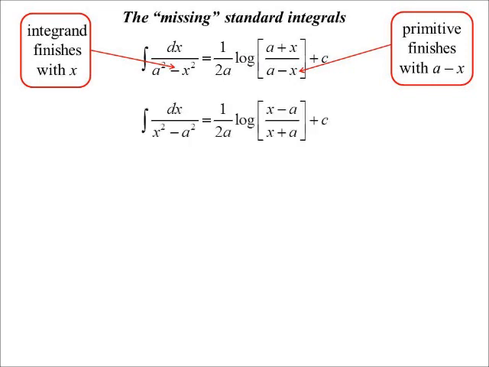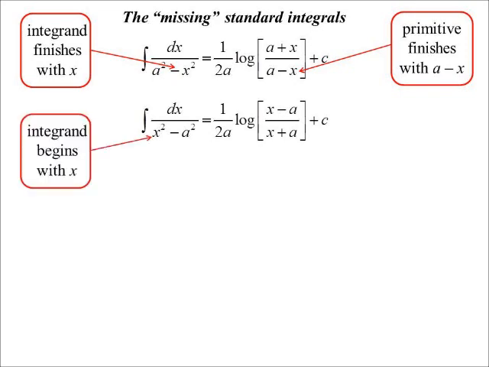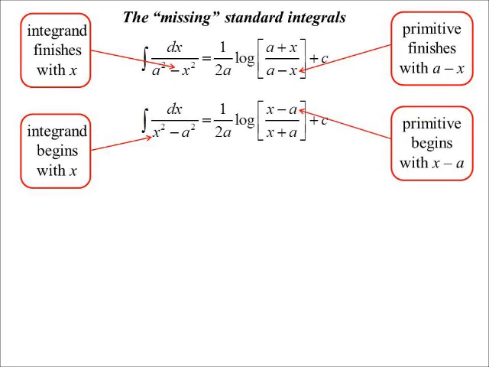And dx on x squared minus a squared, the integrand begins with x, so the primitive begins with x minus a. So that's just how my weird mind works. However you come up with, whichever way to memorise it, that's up to you, I suppose. Otherwise, you're going to have to do partial fractions on it each time. That's just going to save time if you know the integral.